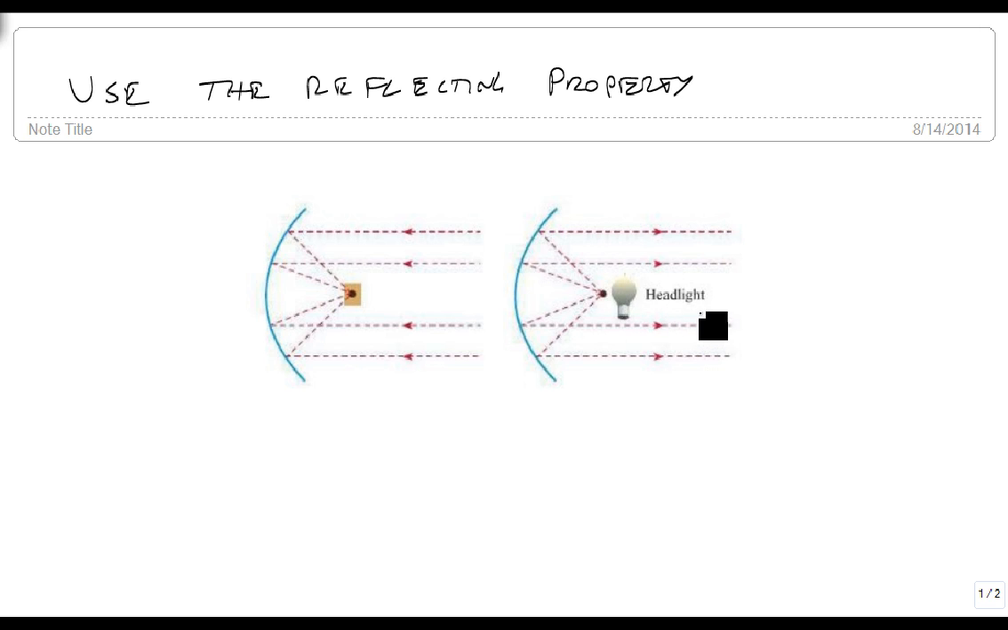The headlight, on the other hand, in a car, has a center focus that shines towards the reflective surface, and it creates this beam coming out, so you get the whole width of the beam.